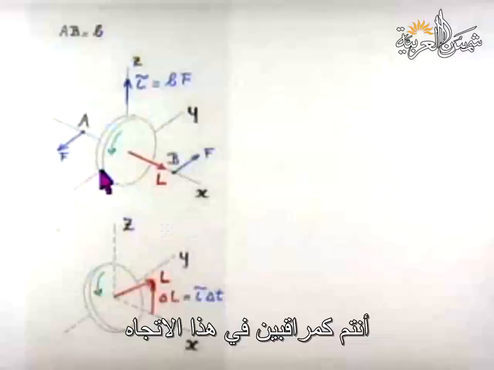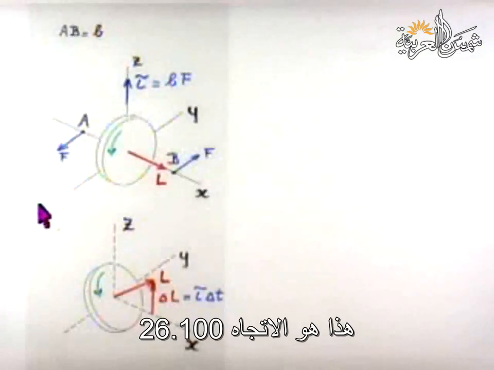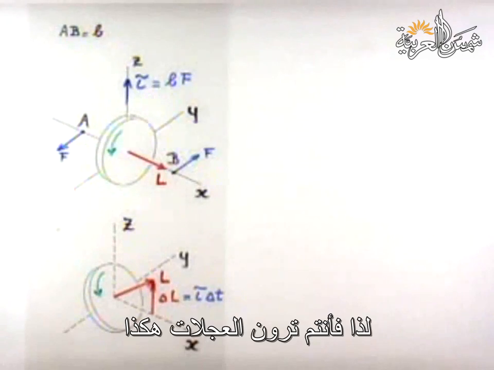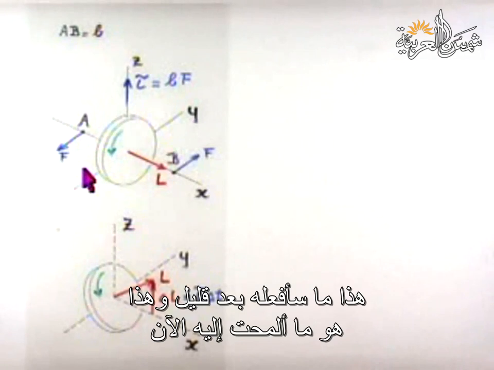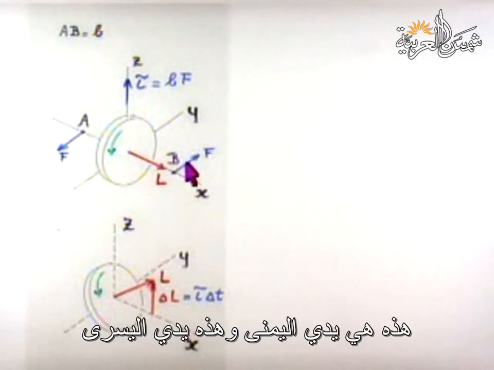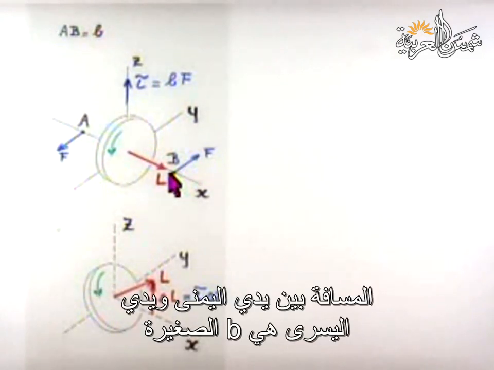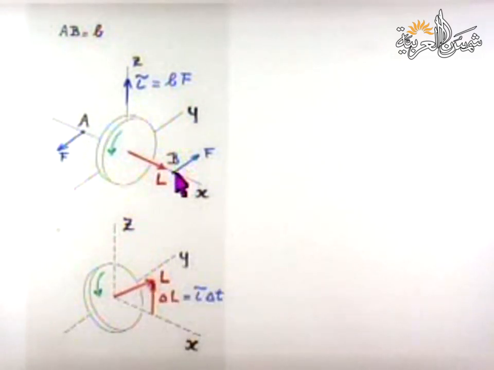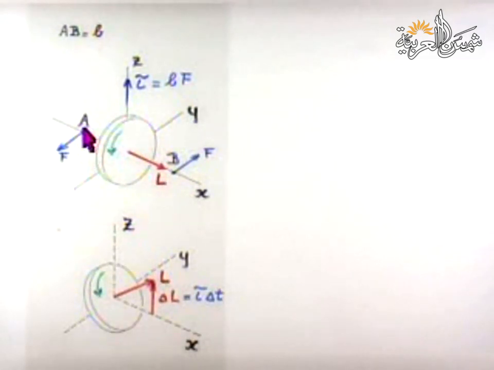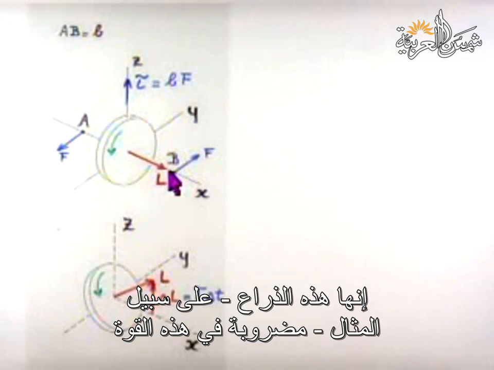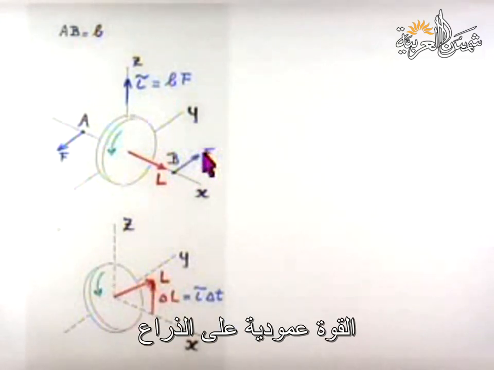So here is the situation precisely as I described it to you. You are, as an observer, in this direction. This is the direction of 26.100. So you are viewing the wheels like this. They're spinning towards you. That's what I will do shortly, and that's what I implied now. This is my right hand, and this is my left hand. The separation between my right and left hand is little b. So the torque that I apply is Bf. It's this arm, so to speak, times this force, and the force is perpendicular to the arm.